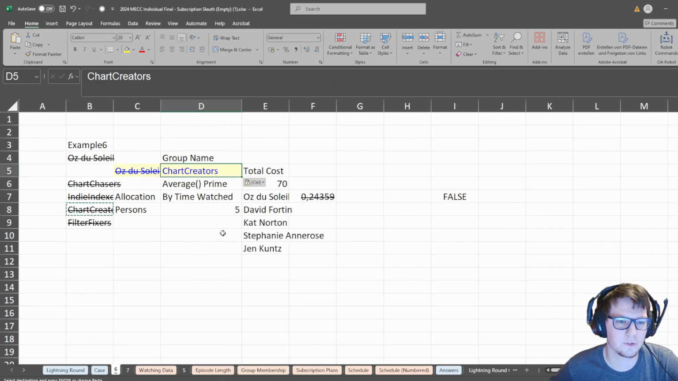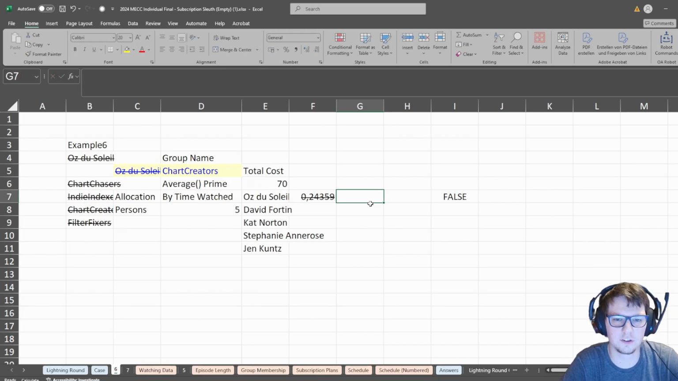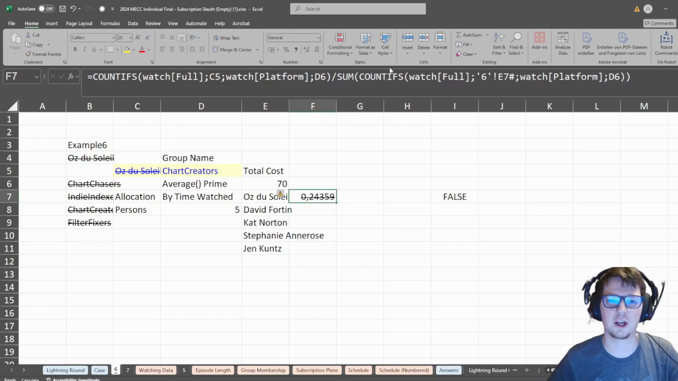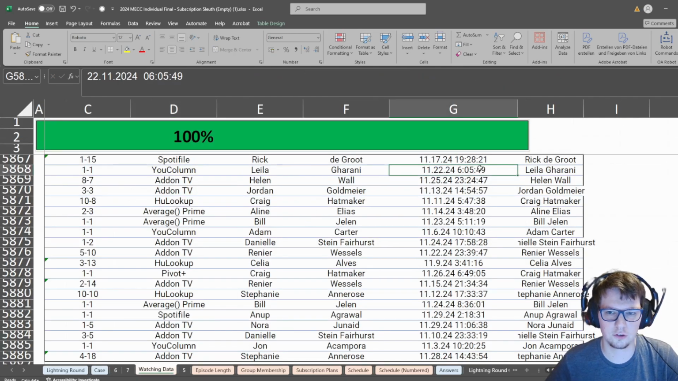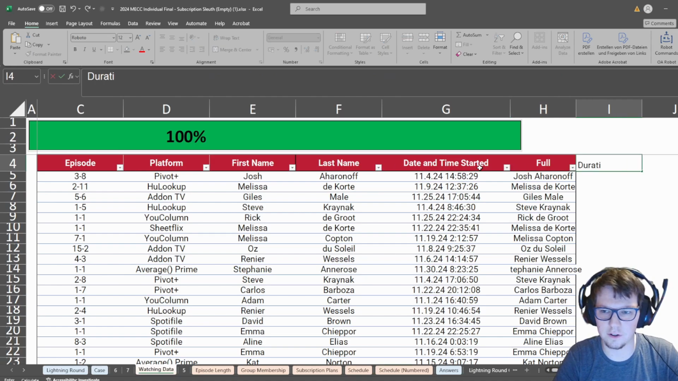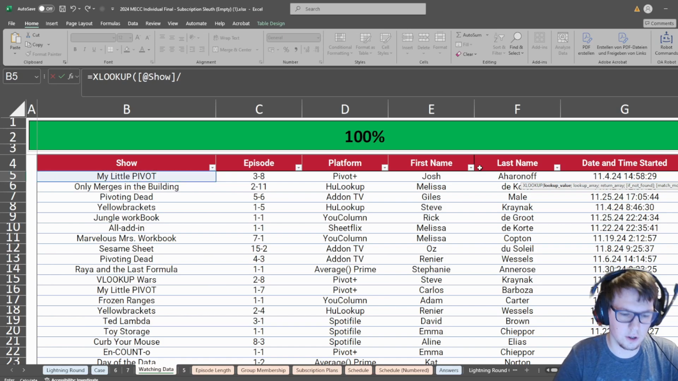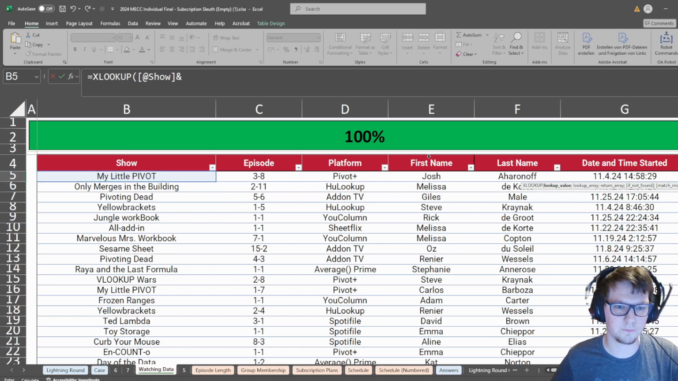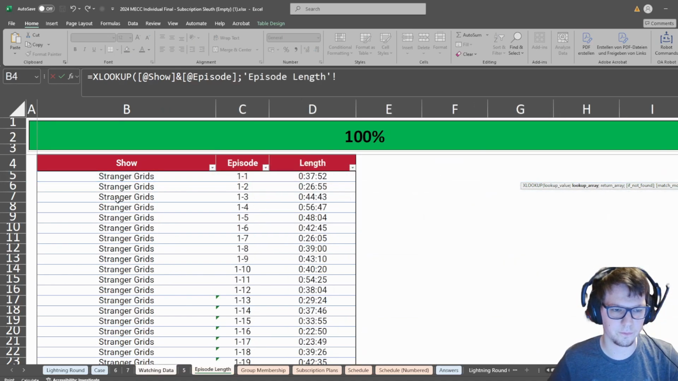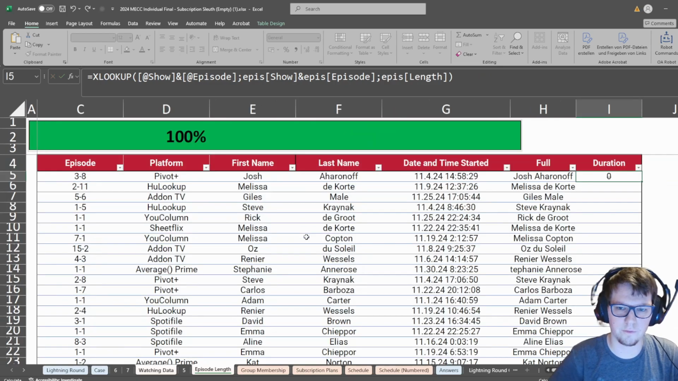Oops. This is the case. The people still matter, but I think the only thing left is to enter here duration. Oh, that's interesting. We want to XLOOKUP this and this together, and this together, and enter the length.